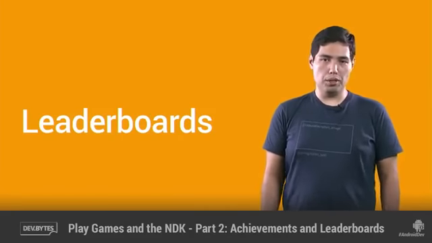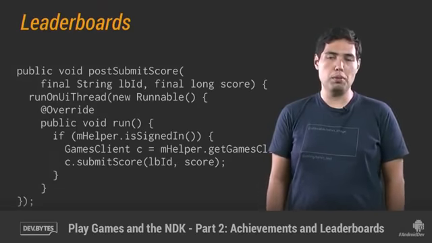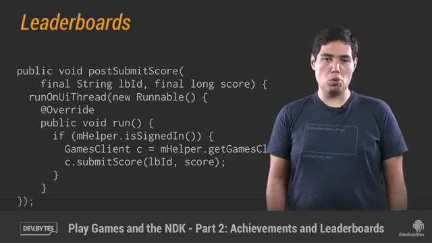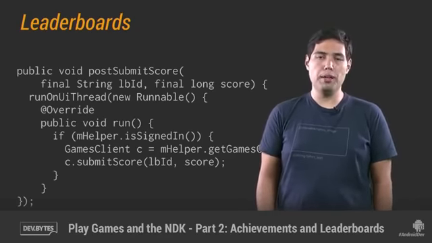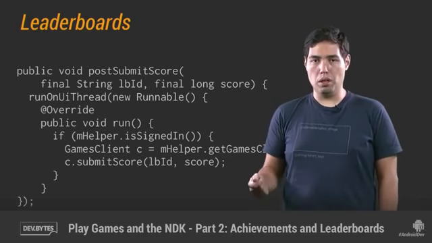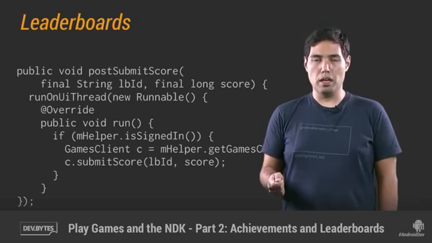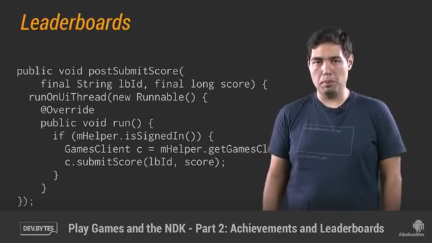Now let's talk about leaderboards. When you have leaderboards, it's pretty much the same as achievements because the method calls are pretty similar. You have the post submit score, which is made in the same way as post unlock achievement. It's just run on UI thread, and inside of that we're posting to the UI thread, and then on the UI thread we're calling games client submit score. So that's what's actually submitting the score.